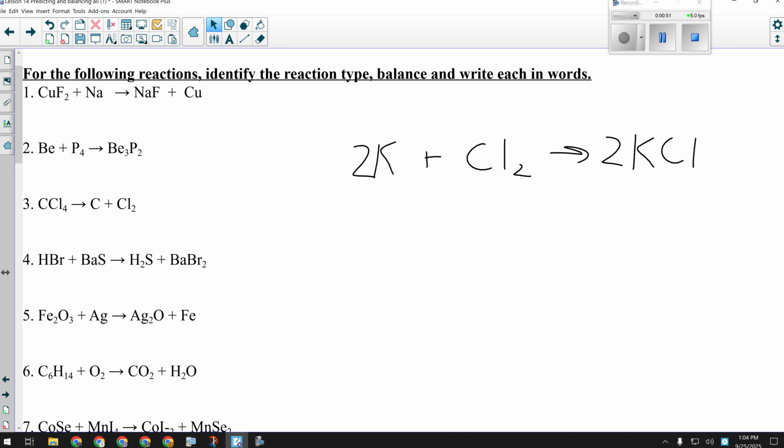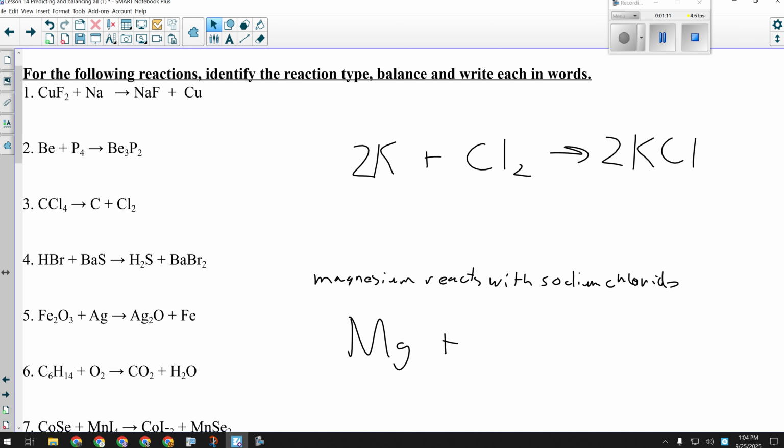And then the second set, I give you the reactants out in words. So, like, magnesium reacts with sodium chloride. And then you would have to go, all right, that means Mg reacts with NaCl, and then you would predict the products and balance. Okay, that's what you're going to have tomorrow.